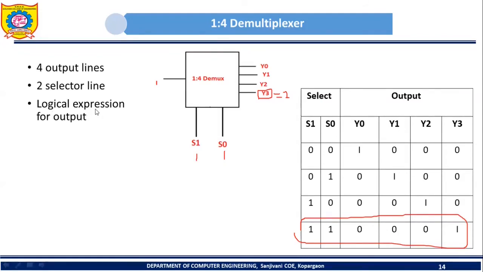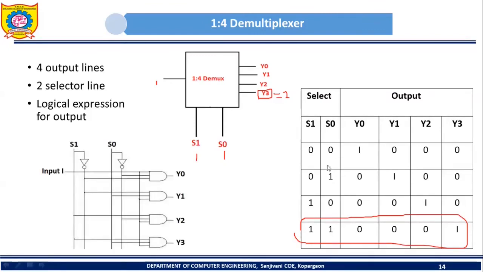Now the logical expressions for the outputs. There are 4 outputs, so you will get 4 logical expressions: one for Y0, one for Y1, then Y2, and then Y3. I have not written those logical expressions here. You can obtain them from this table. Then after obtaining the logical expressions, you are supposed to draw the logic diagram. So this is the logic diagram of the 1:4 demultiplexer.